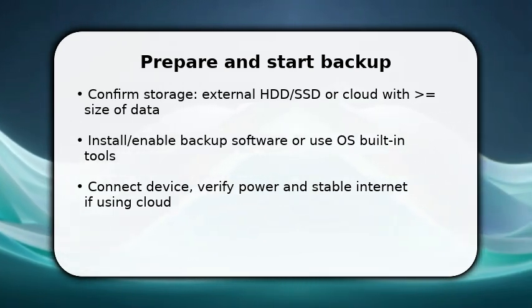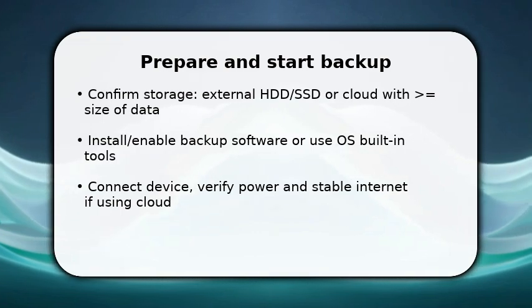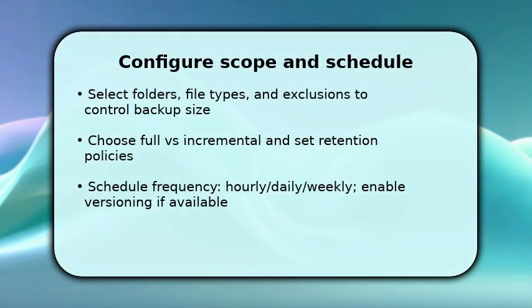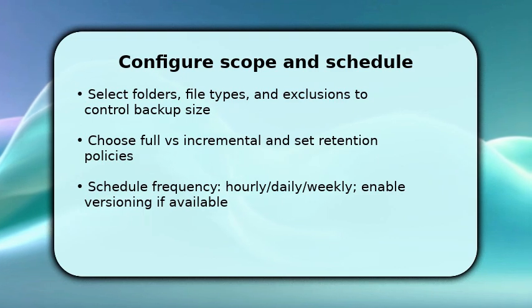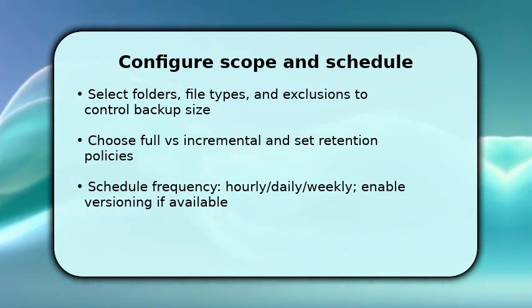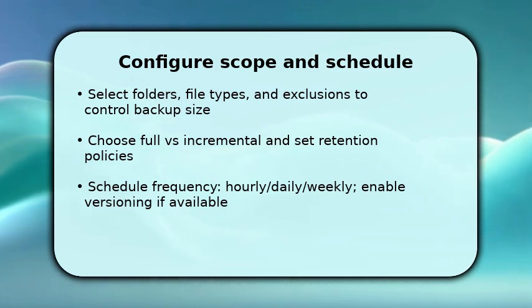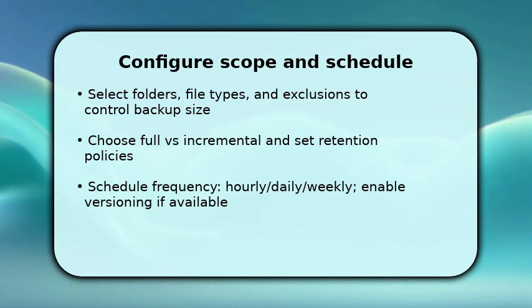Now you refine what gets copied and why. You tell the tool which folders to include and which file types to skip, because less clutter means faster restores. Choose incremental backups after the initial full copy so only changed files transfer, saving time and space. Set retention to keep the right number of versions.